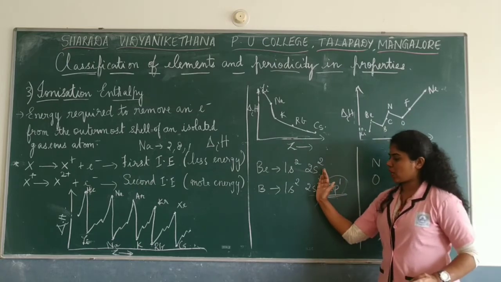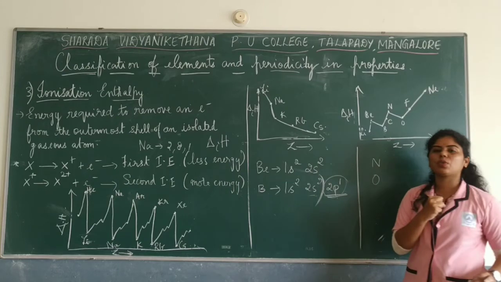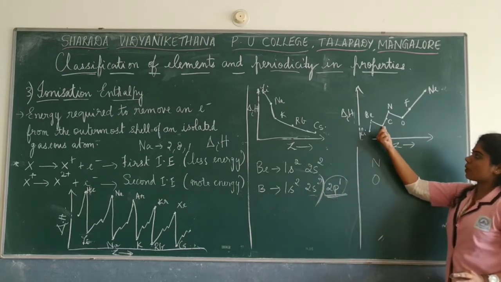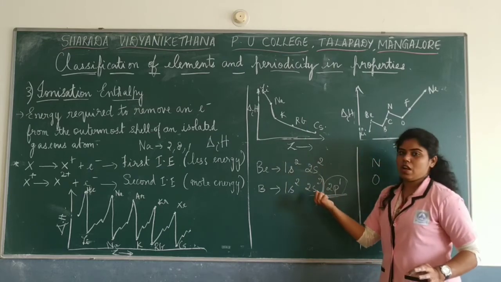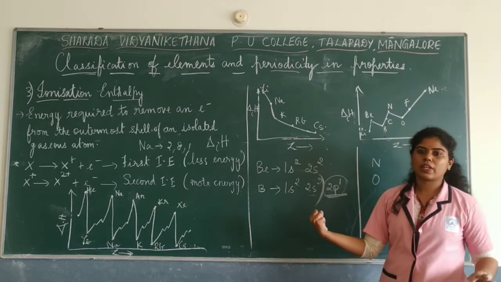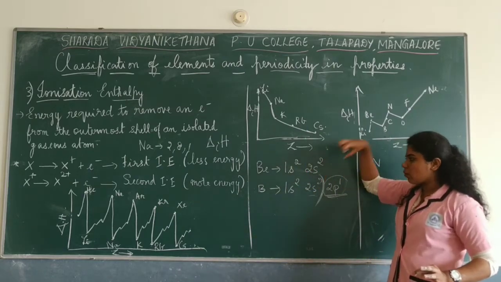This will act like a protection. So what happens? Easily you can remove an electron with less energy. That's why boron will have less ionization energy. But here you see this is 2s2 which is filled. Filled requires more energy, no? It is stable already. So it requires more energy.